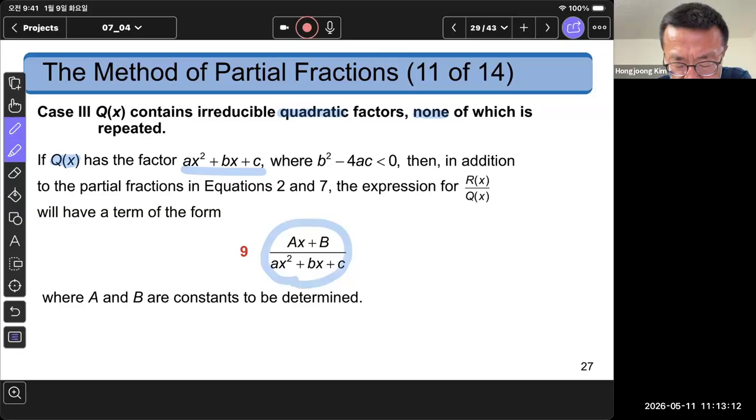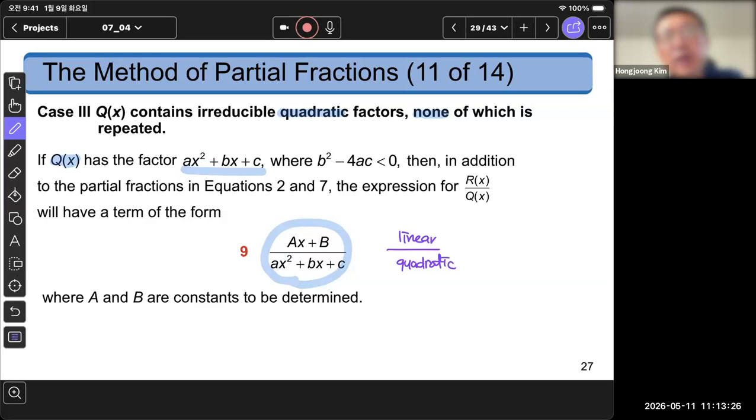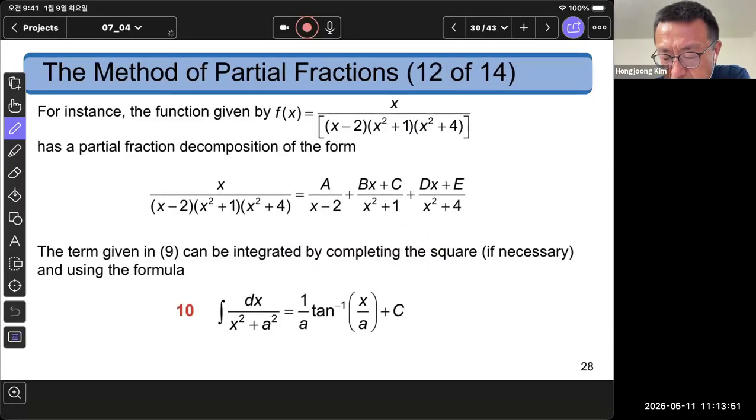So here, the linear term over the quadratic term in the denominator. So your task will be to identify these unknowns a and b. These a and b are the numbers to be determined. Then how can I find the values of a and b? The idea is simple. The idea is the same. You just multiply the denominator. So let me give some example.